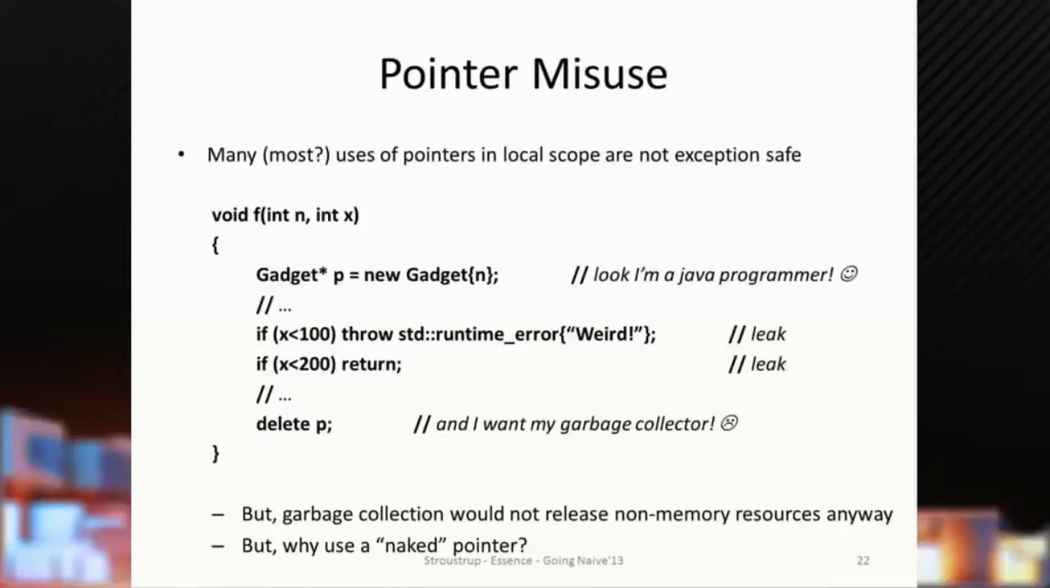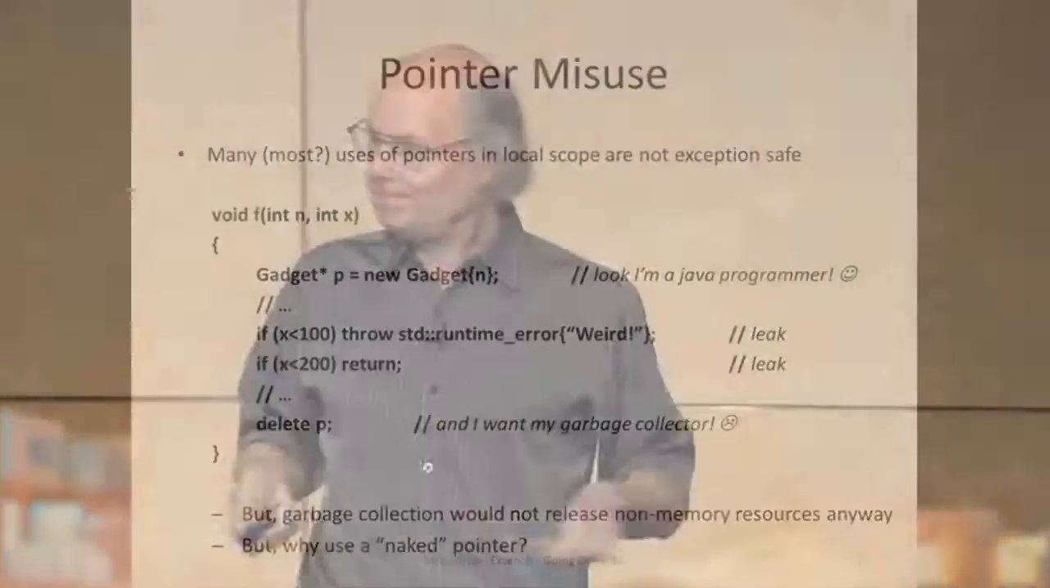And people then say they want a garbage collector, but you know, I didn't tell you what was inside the gadget. If that's just memory, a garbage collector will help you. If it's a file handle, a socket, and a lock, the garbage collector will not help you. So this code is bad. If I throw here, I have leaked the gadget, and the gadget holds a lot of things. Well, so naked pointers are bad because they're hard to manage.